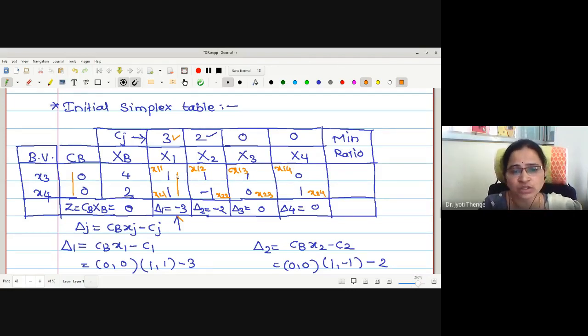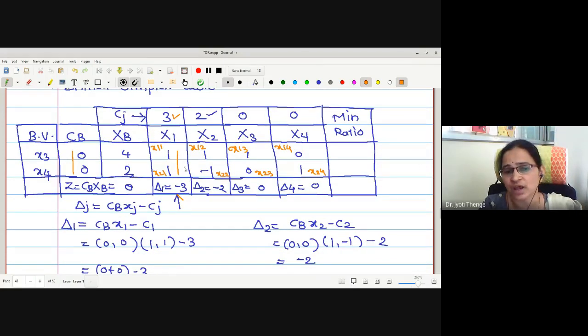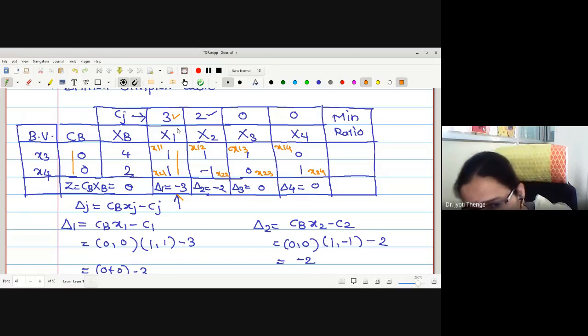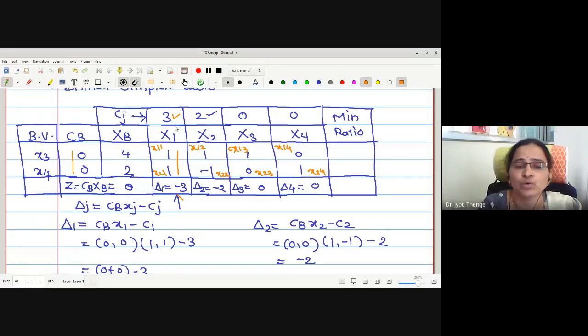Therefore, see, what about these xir entries for i equal to 1 to m? It is going to give us the column entries. Now we have to check the column entries, whether all the column entries are non-positive. No, it is not. All the values are actually positive. Then we have to go for computing the ratio. Correct? Which ratio do we have to compute? XBi upon xir. What is i here? 1, right?